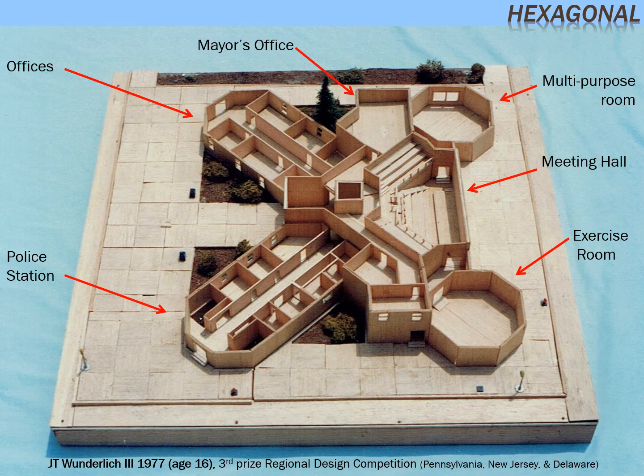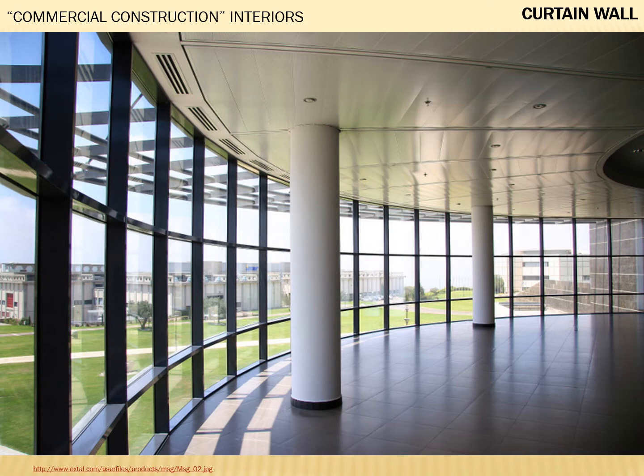This is a project I did when I was 16 years old, a regional design competition for a municipal building, hexagon theme. This is a curtain wall. Does not carry any load. And the structure, the way the structure is made, is such that all the load is distributed and carried vertically down through columns and other places, so the exterior wall is free to be a curtain of glass.